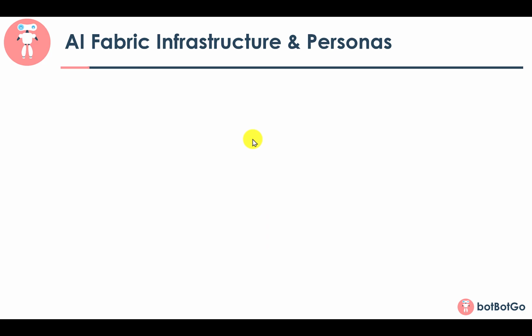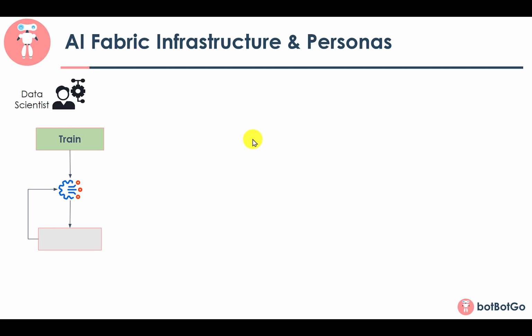In order to understand AI Fabric's infrastructure, we need to also understand different kinds of roles which are involved. UiPath defines 3 personas which are mainly responsible for the working of AI Fabric. The very first for sure is the data scientist, which we already saw. He is the one who is responsible for training a model and then adding it to the AI Fabric. So he's the one who is defining the ML packages, also defining the pipelines, and then adding it to the AI Fabric.